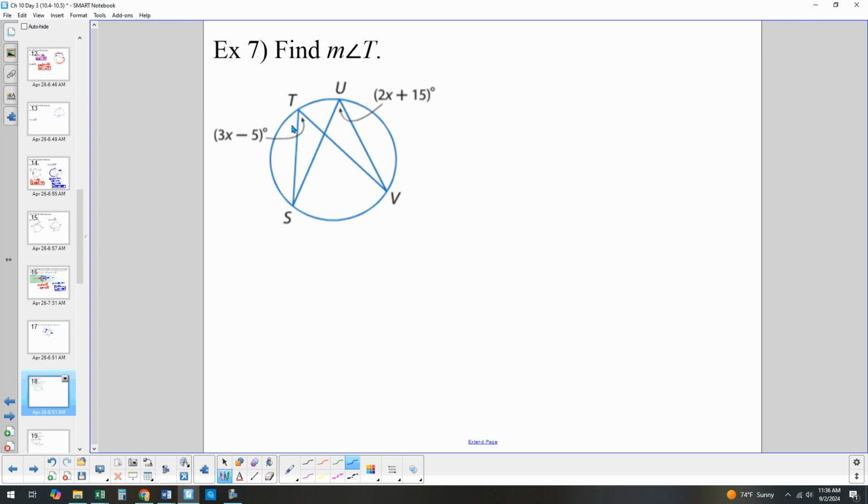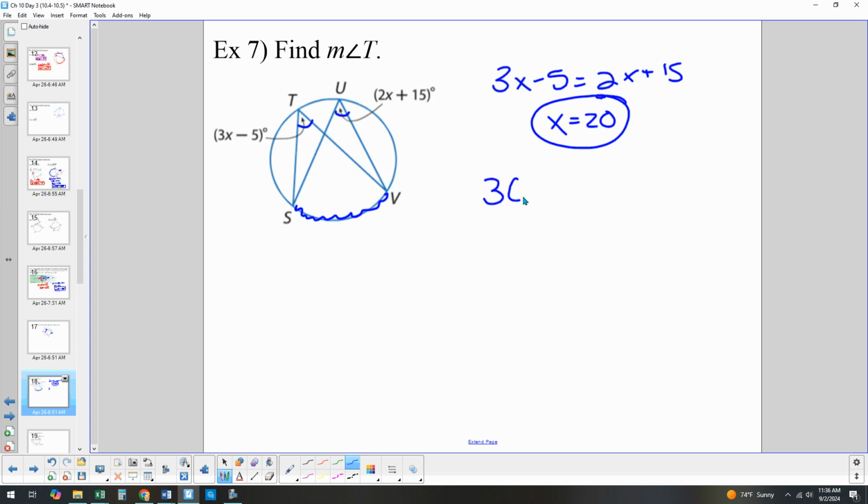If I want to find the measure of angle T, I know angle T and angle U are congruent because they both light up arc SV. So we could set 3x minus 5 equal to 2x plus 15. So x is 20. And now I'm going to put it back in. 3 times 20 minus 5. 60 minus 5. The measure of angle T is 55 degrees.